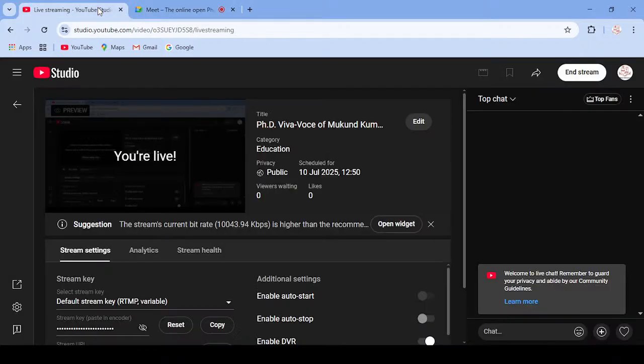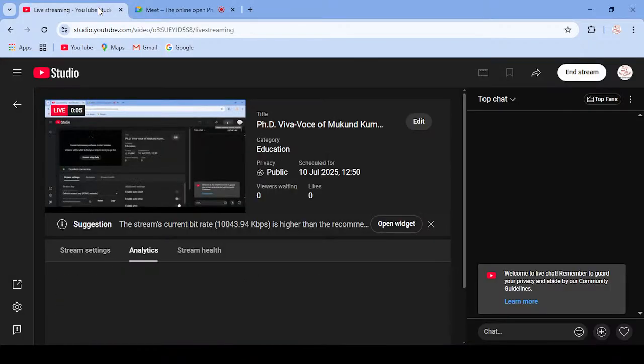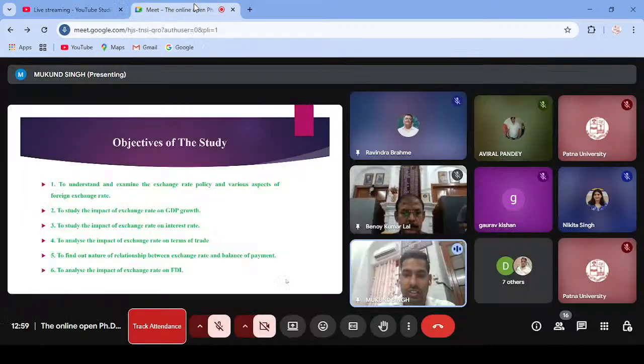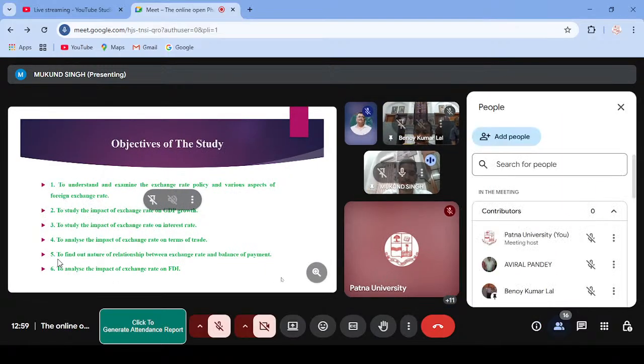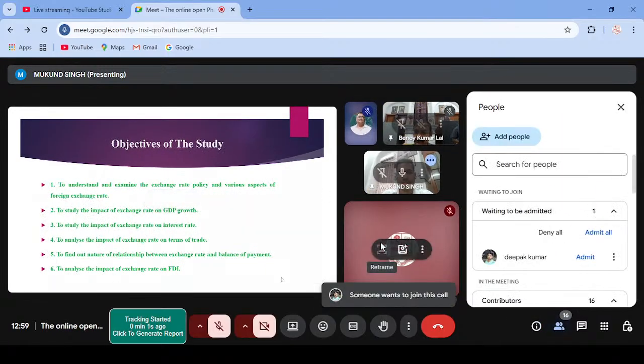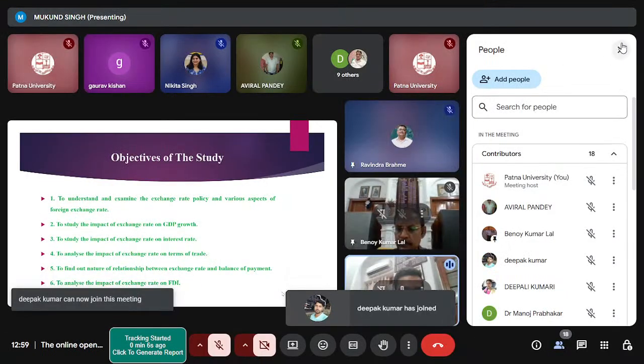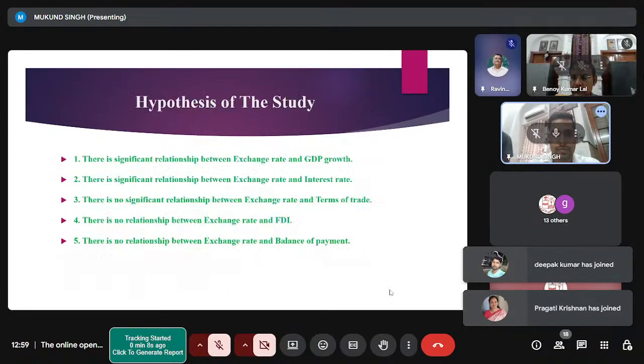Aspects of foreign exchange reserve. First, second one, to study the impact of exchange rate on GDP growth. Third, to study the impact of exchange rate on interest rate. Fourth, to analyze the impact of exchange rate on terms of trade. Fifth, to find out the nature of relationship between exchange rate and balance of payment. Sixth, to analyze the impact of exchange rate on FDI.